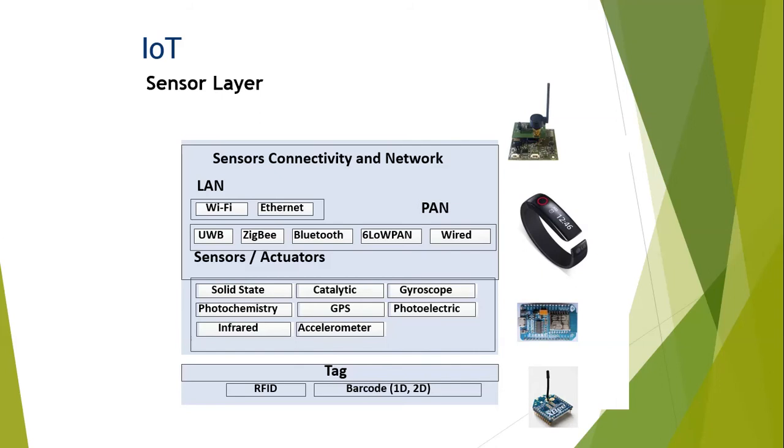On top of it is where we get our network connectivity. LAN is the local area network, which includes Wi-Fi and Ethernet: Wi-Fi for wireless and Ethernet for wired local area networks. And then there is the personal area network, which is a smaller scale network and can be wired or wireless. But we focus here on the wireless, which includes ultra wideband, UWB, Zigbee, Bluetooth, 6LoWPAN, and other wireless and wired technologies.